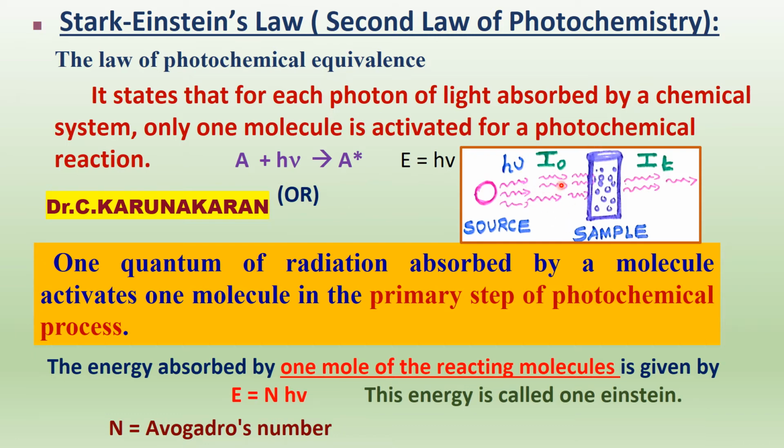I naught is the intensity of the incident beam. IT is the intensity of the transmitted beam after absorption and other processes. So I0 minus IT equals IA. IA is the intensity of the light absorbed. In other words, the Stark-Einstein's law states that one quantum of radiation absorbed by a molecule activates one molecule in the primary step of photochemical process.